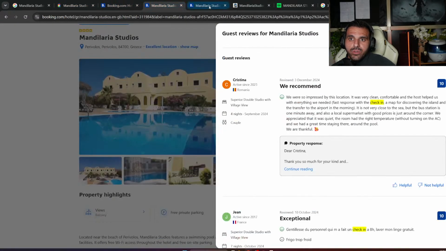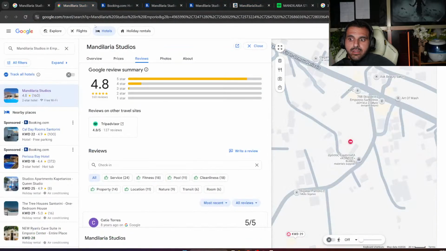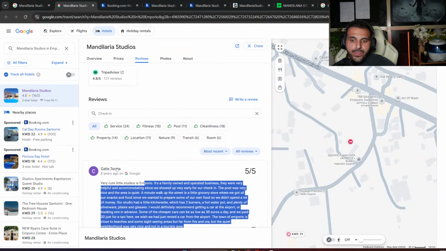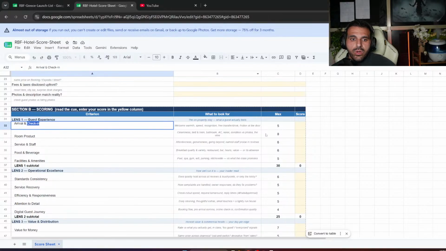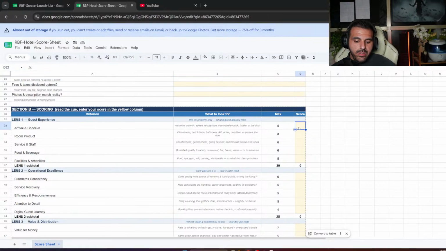Considering it was 2 years ago, we did not find any recent data. We will go to our sheet over here and give them a 4 out of 5. Room product, cleanliness, bed and linen, bathroom, AC noise, condition versus photos, the view.